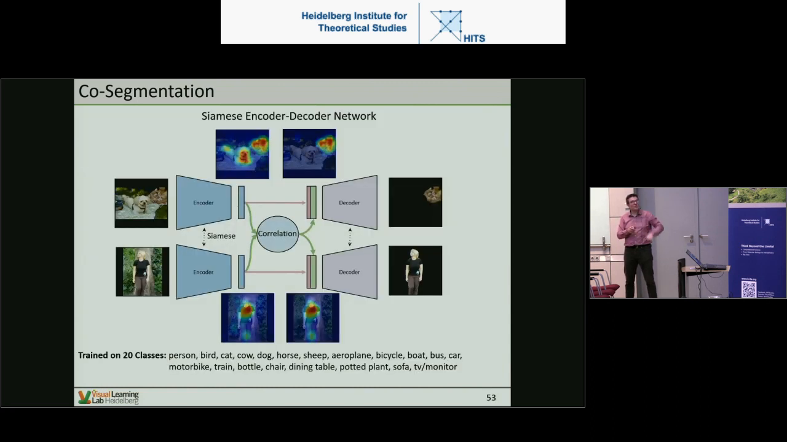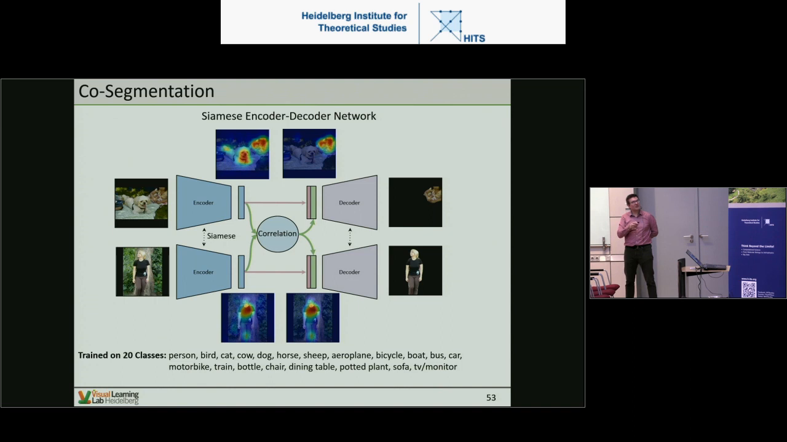So just to show you how you do such a network, it's trained supervised, again on these classes, in a kind of Siamese network where you've got the images going through an encoder into a feature space. In the feature space, you do correlation between these images. So you correlate this one with this one.